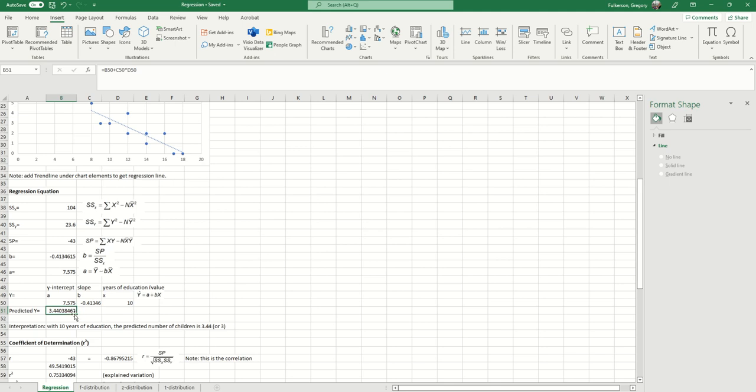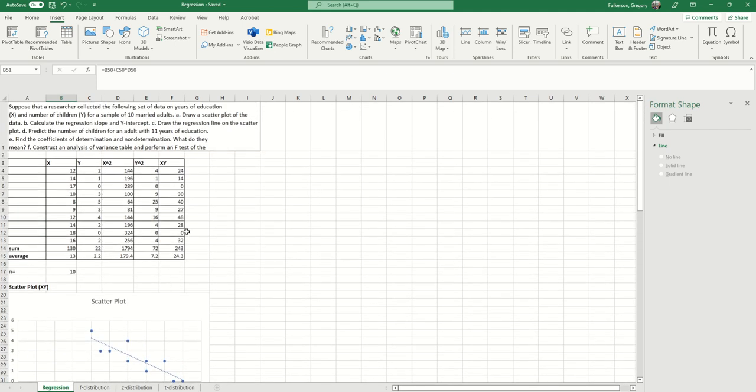Maybe we'd round that down. And if we plug in other values there, let's say they had 12 years, now we predict 2.6 kids. But again, that rounds off to 3. Let's say they had 16 years of education, we're just now predicting 1 kid. So that's kind of the nice thing. Once you have this set up, you can come up with actual predictions of y.